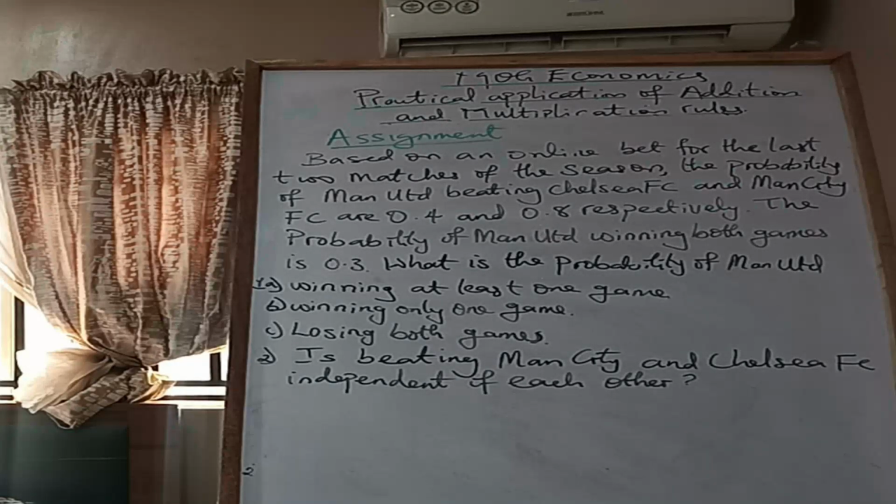If I were you, I would try number 2 first, to know the formula I'm supposed to use to solve 1A to 1C. Why I said that was just for me to know if these events are dependent or not, so that I know which formula to use. Just establish if beating Man City and Chelsea FC are independent of each other, or after Man U has defeated Chelsea, Man U becomes so motivated to go and defeat Man City. I think we have Chelsea first before Man City.